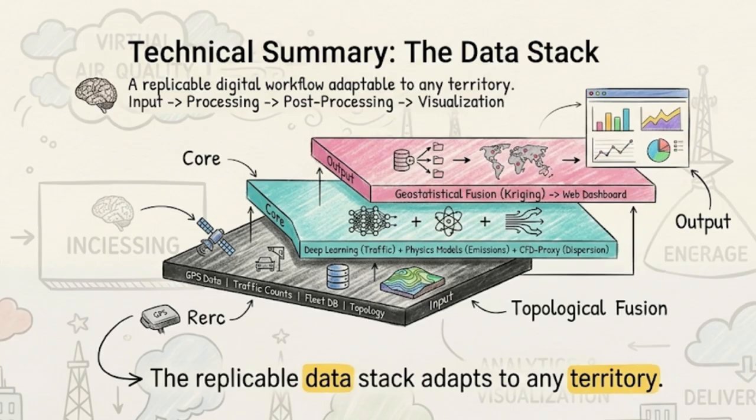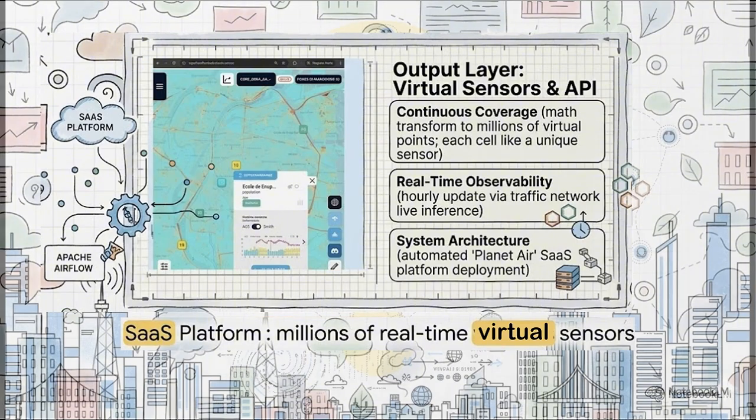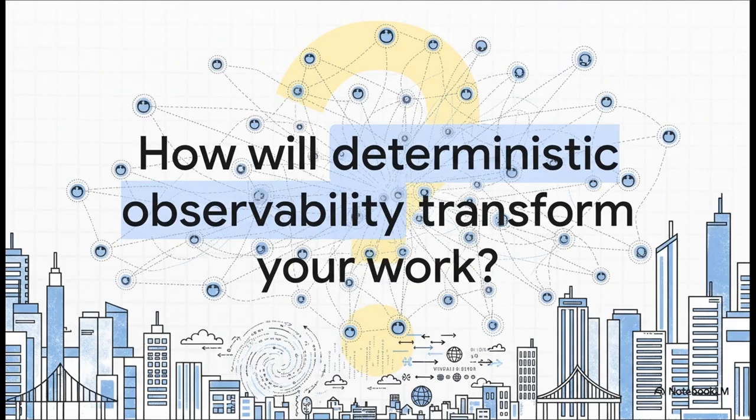Orchestrated by Apache Airflow, this API exposes a continuous, dense, 10 by 10 meter grid of validated virtual sensors. We have literally mathematically transformed the entire territory into an observable matrix, all available on demand. So I'll leave you with this final thought to chew on. When you transition from sparse, correlative data to millions of deterministic, perfectly calibrated virtual sensors, well, everything changes. How will integrating this level of deterministic, street-level data observability transform the way you architect and engineer your next territorial project?